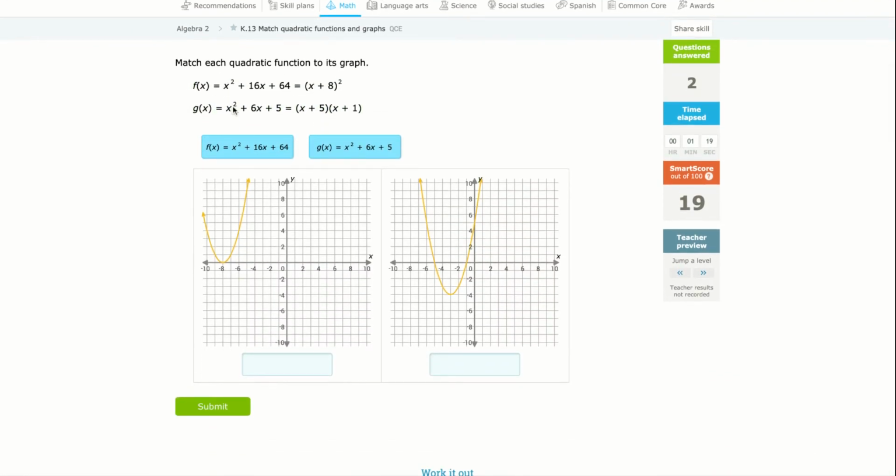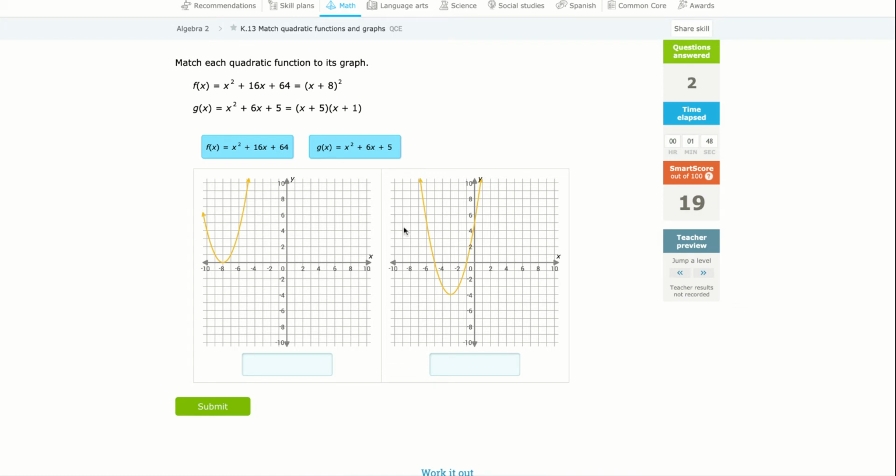Now here, they're both positive. They're both opened up. So the next thing they're going to have you learn is they're going to give you it in factored form. What I like to do is look for the x-intercepts, where this tells us the x-intercept. This quadratic, the f function, has only one x-intercept at the opposite of this positive 8, or negative 8. Negative 8 plus 8 is 0. 0 squared, 0. This one down here has two x-intercepts.